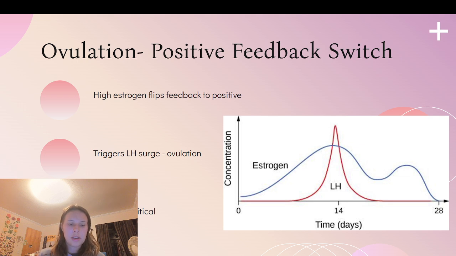In ovulation, as the dominant follicle grows, it produces high levels of estrogen. Once estrogen reaches a critical threshold, it switches from negative to positive feedback. This stimulates a surge in LH, which causes the follicle to rupture and release the egg. This LH surge is a classic example of positive feedback, a temporary amplification that ensures ovulation occurs at the right time.